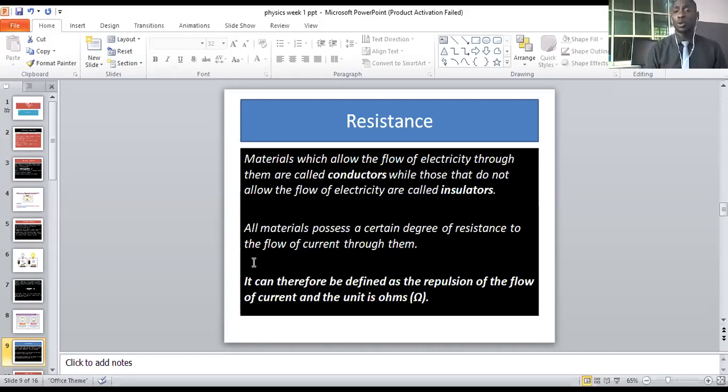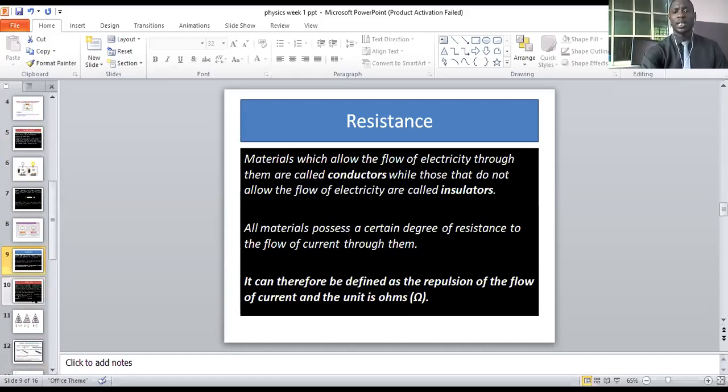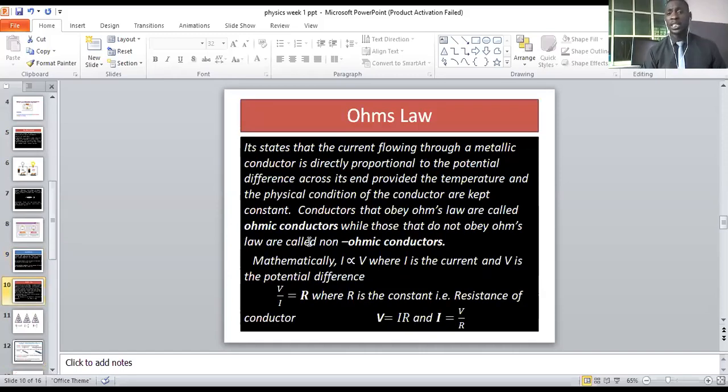You can say repulsion, to repel, to stop, to go against. So the ability of the material to resist electric current is called the resistance, and it is measured in ohms. The unit is ohms. So this is how to represent ohms. This is ohms. So we'll go to Ohm's law. Repeat after me. Say Ohm's law.